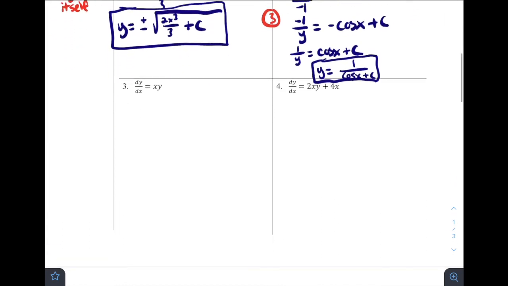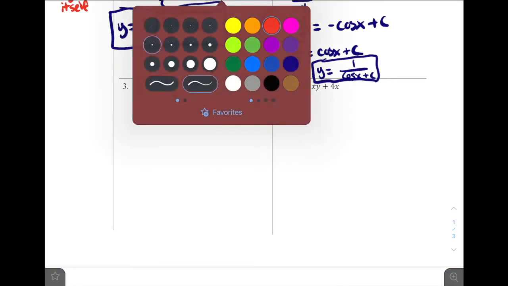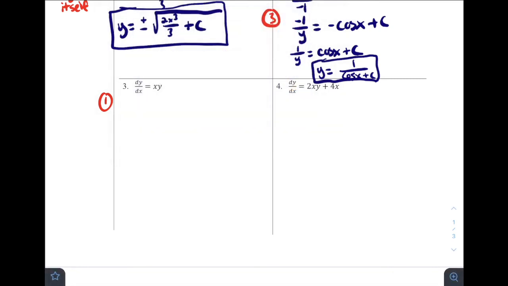So for problem number 3, we've got dy over dx is equal to xy. Again, what we're going to do first for that step 1 is try to get the variables all on one side, or rather all the x's on one side and all the y's on the other. So if I multiply by dx on both sides, dy equals x times y times dx. And then we could divide by y on each side. So we get 1 over y dy is equal to x dx. So that's the end of my step 1. We've got all the y terms on one side. We've got all the x terms on the other.